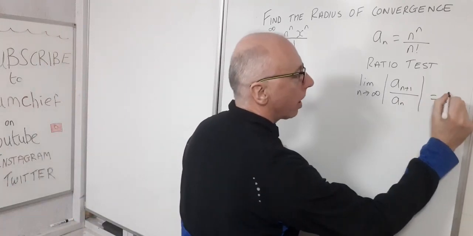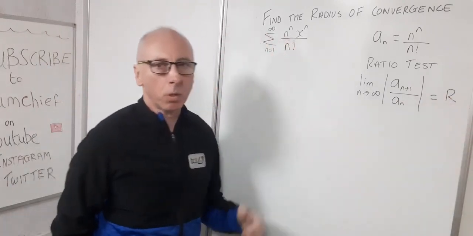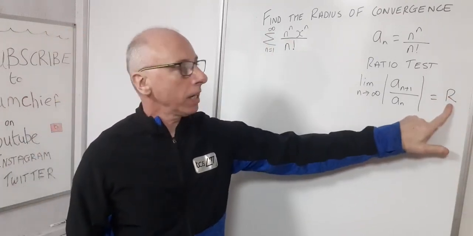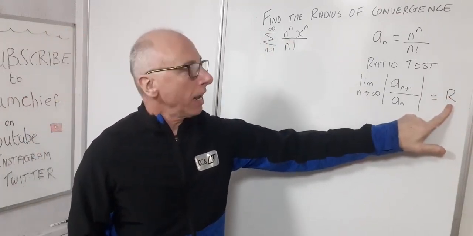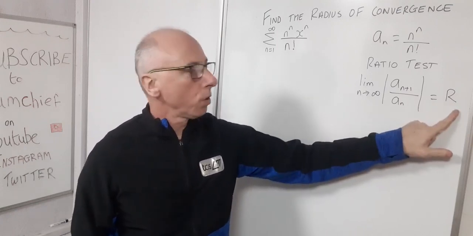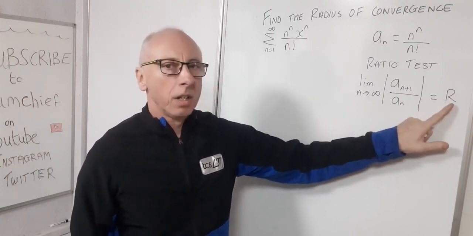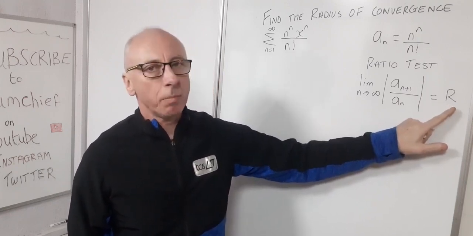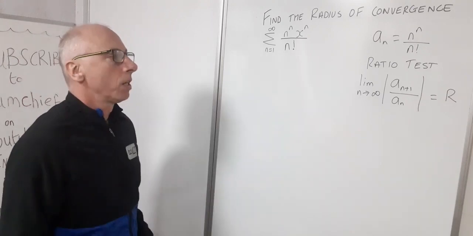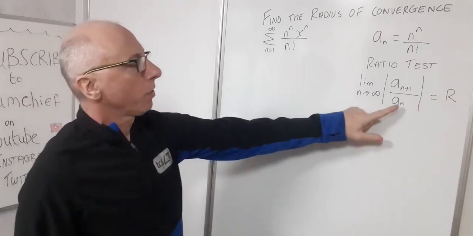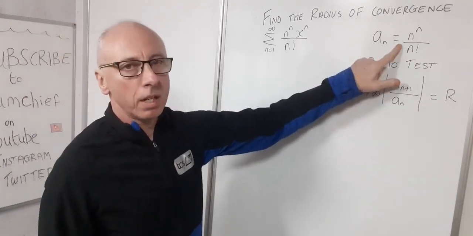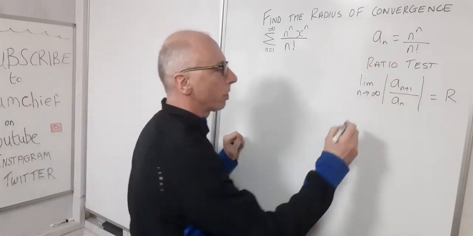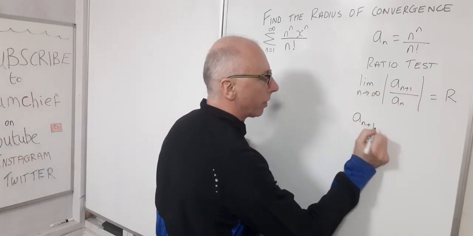You can call it any name you like. Some people call it L, some people call it K, some people call it C. It doesn't really matter. What matters is that this will give us a value which will be a positive number or 0, and from that we can then determine what the radius of convergence is. So first of all, we've got our a to the n, which is this term here. Now we need our a to the n plus 1, our n plus 1th coefficient. So let's find out what that is.